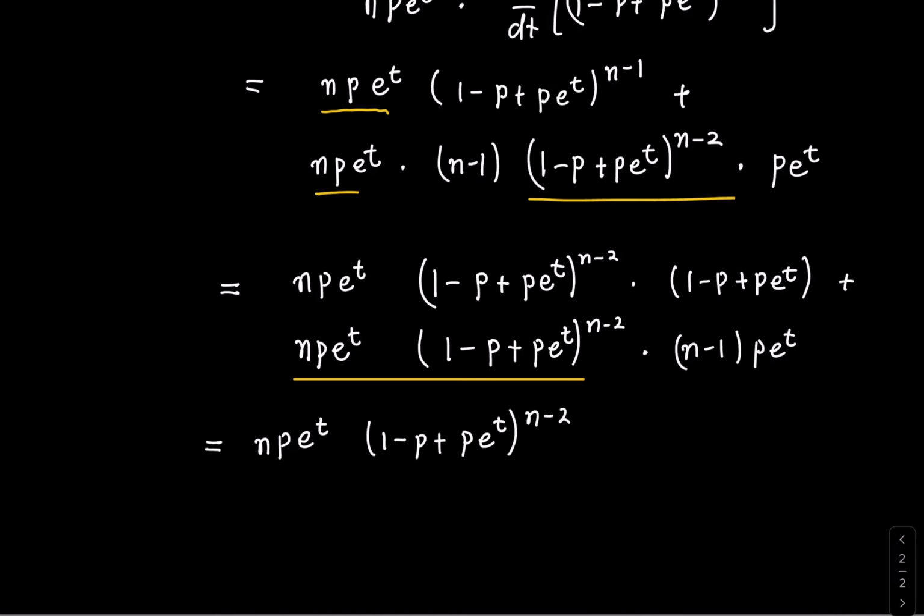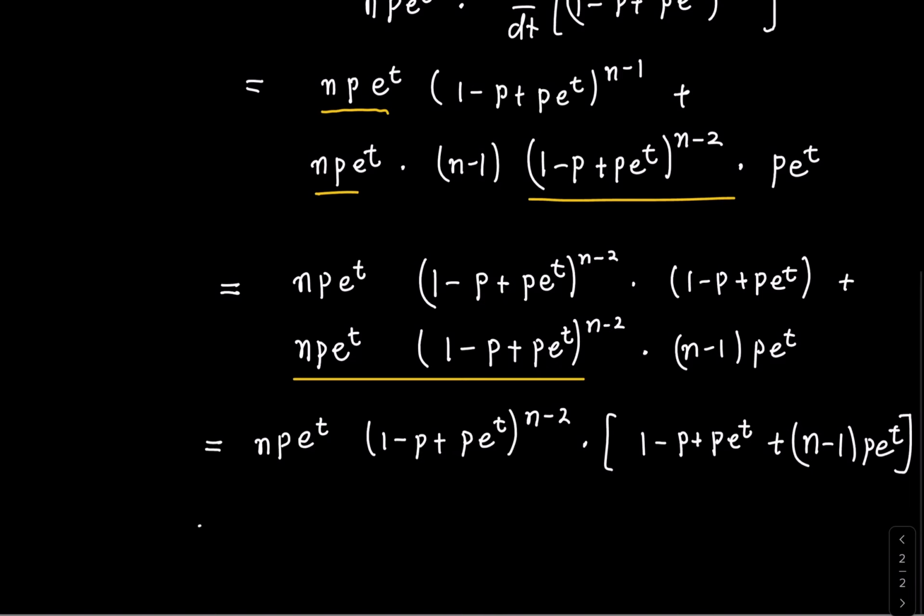Whew, it's a bit of a doozy. And then we've got to multiply. Now again, we're factoring this out, so we're just going to add these two last terms together. So that becomes 1 minus p plus p e to the t plus n minus 1 p e to the t.